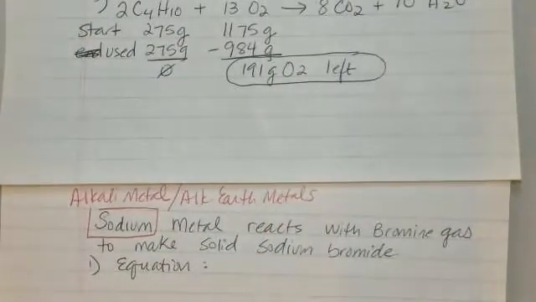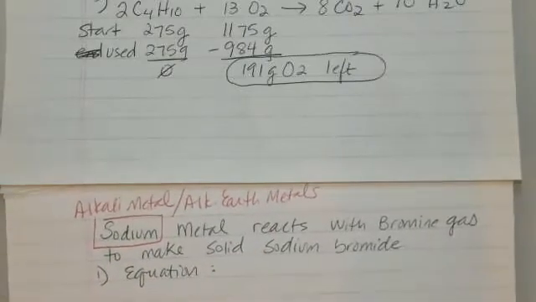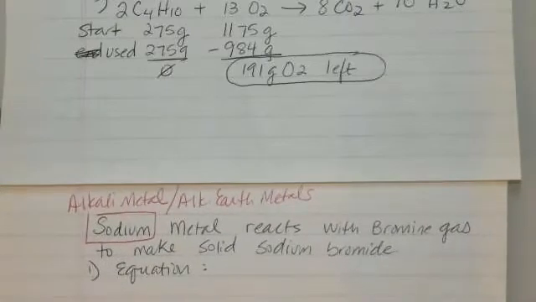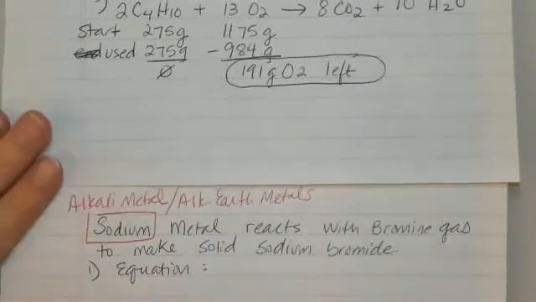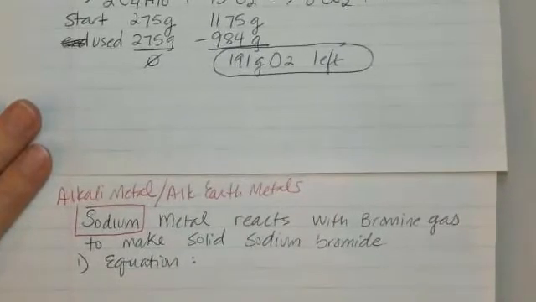We know alkali metals are always +1, alkaline earth metals are always +2, but they do the same types of redox reactions with oxygen and halogens and water. So for all of my examples, I'm just using sodium because that's an easy one to use. Okay, so the first question says, sodium metal reacts with bromine gas to make solid sodium bromide.